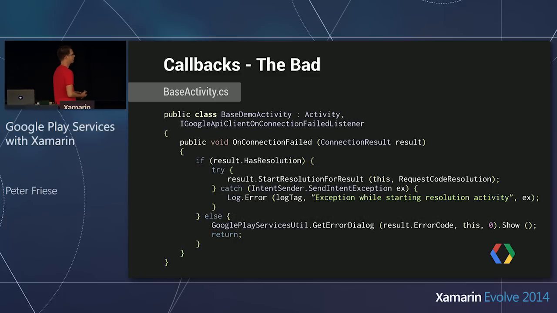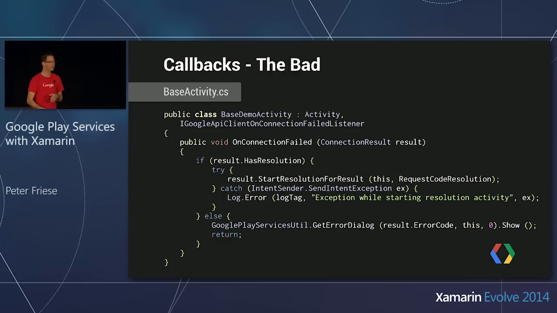But life is not always great. Bad things may happen, so you might run into problems. You can't connect. The connection has failed. Or, and this is a much more common thing, you are trying to connect, but the user has not yet granted consent to use the APIs you want to use. So in this case, you need to have a look if there is a resolution for the connection failure, and then start a resolution intent.